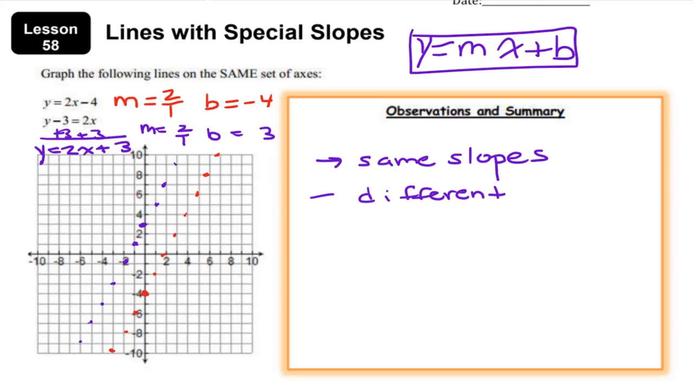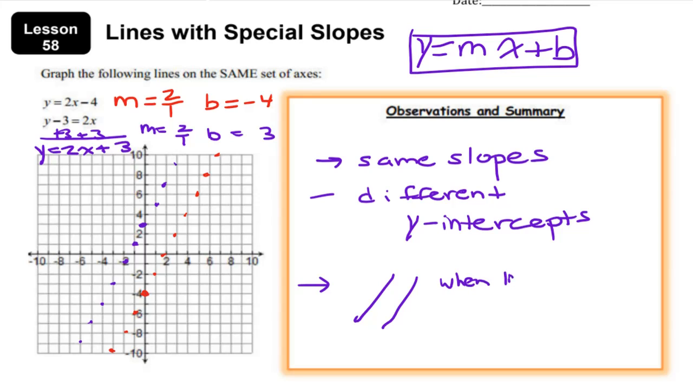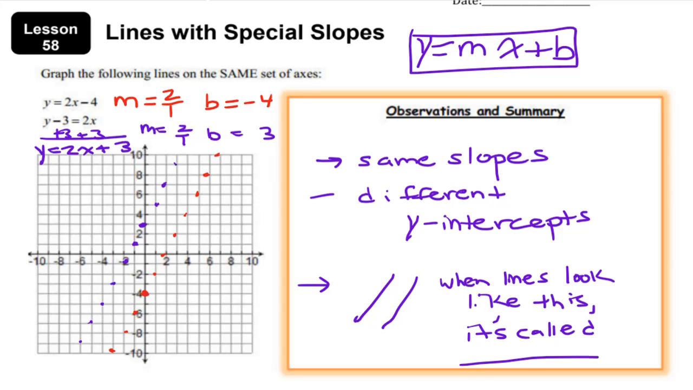They have the same slopes, but they have different y-intercepts. Now we call this something. When the lines look like this, we call that something. I'm going to ask you if you have a word for that. When lines look like this, it's called blank. Let's see if you can fill in that blank for me, and then we'll bring that up when we talk in class. Alright, let's look at the other example.